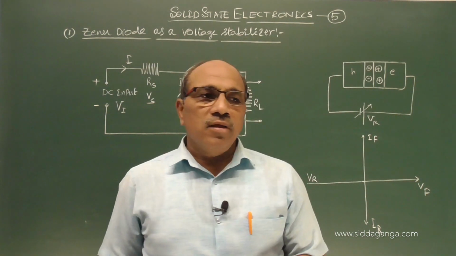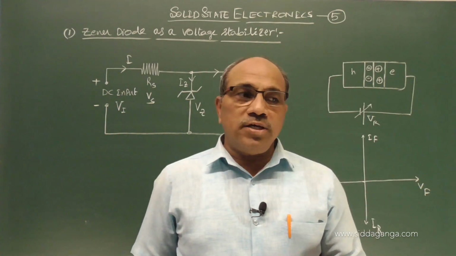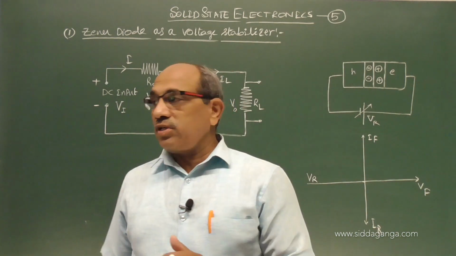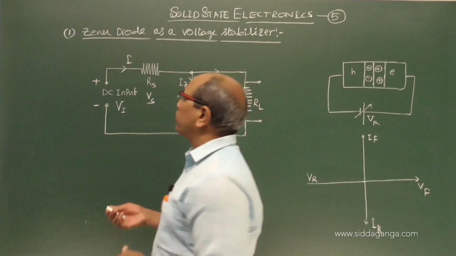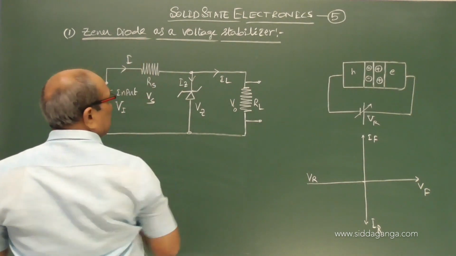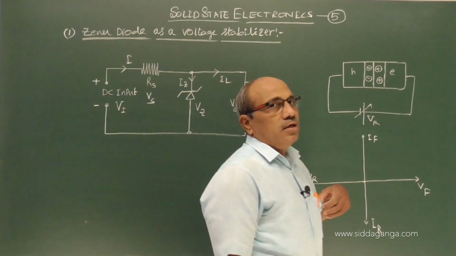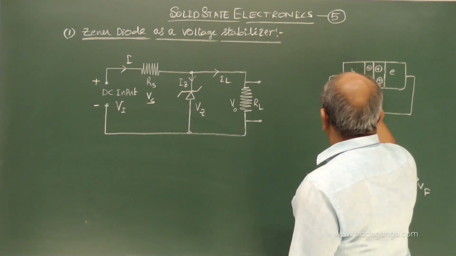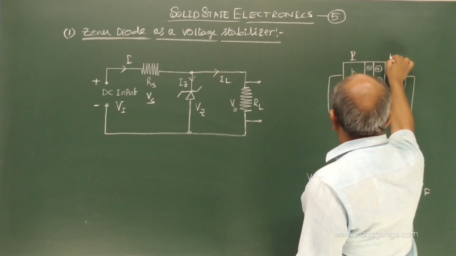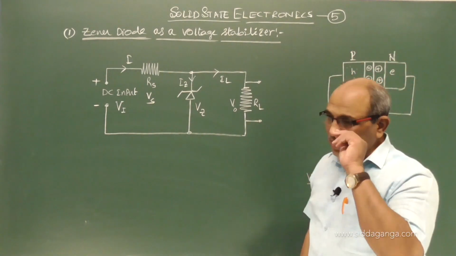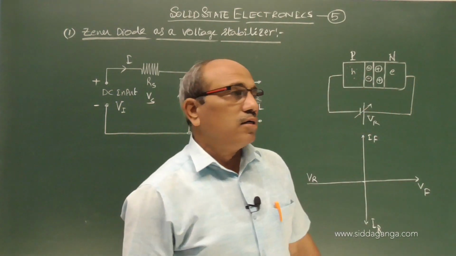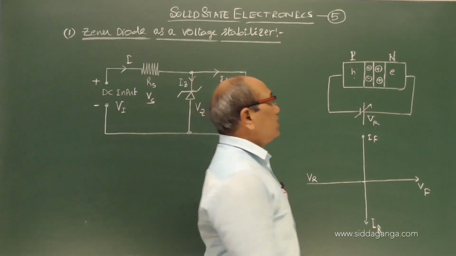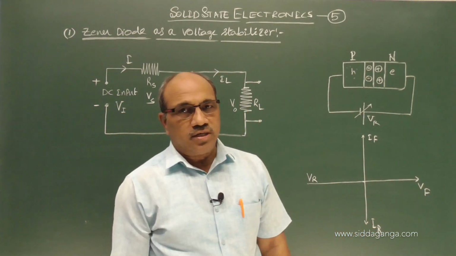Today I am taking another application of a diode which is specially designed to operate under reverse bias. The word we use is Zener diode. This diode is constructed in a special manner in which the doping concentration is made very high. P side and N side, the concentration, that is heavy doping, large concentration of holes and large concentration of electrons, that is heavily doped semiconductor.